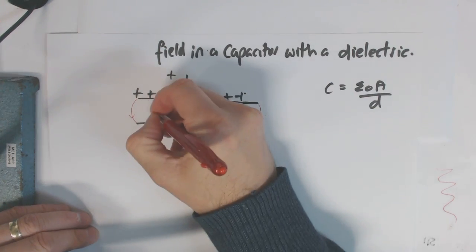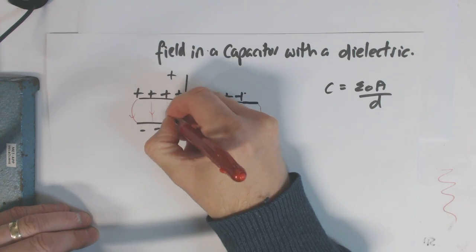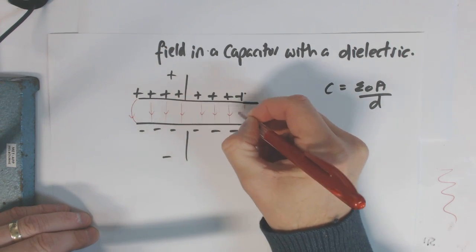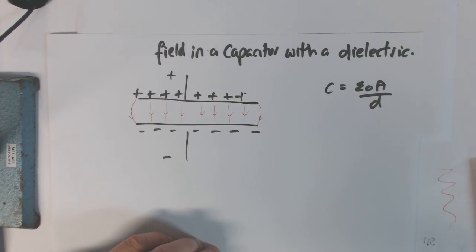Alright, so positive to negative. We'll just put all our lines here. Remember, this is a uniform electric field. Little formula there for capacitance.